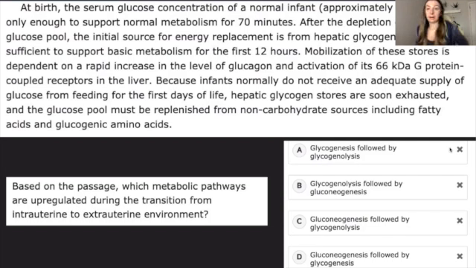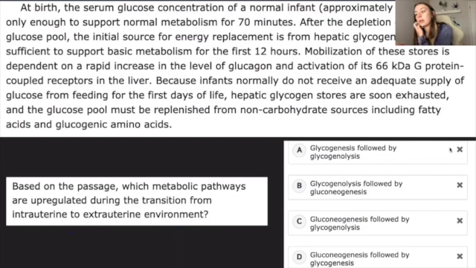Okay, so we have a little bit about fetal or infantile metabolism. So the question says, based on the passage, which metabolic pathways are upregulated during the transition from intrauterine to extrauterine environment? So to simplify this question, I need to know what is the transition from intrauterine to extrauterine environment.